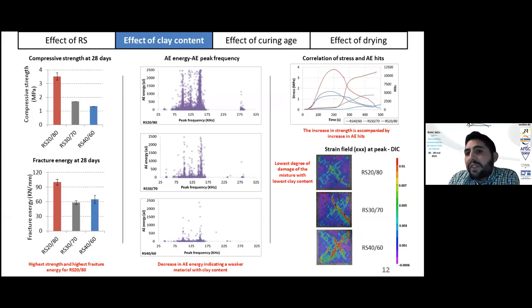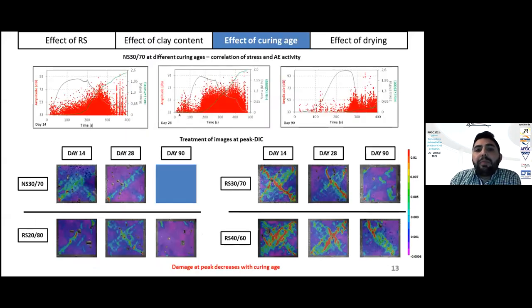Regarding the correlation of stress and acoustic emission hits, the mixture with the highest strength revealed the highest acoustic emission hits. And finally, with the digital image correlation, the RS2080 showed the least degree of damage at peak.